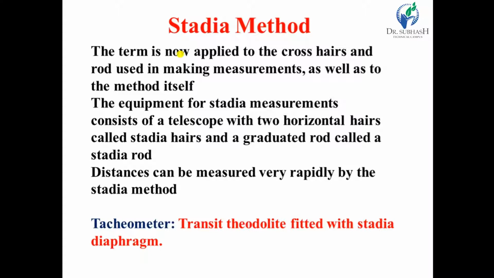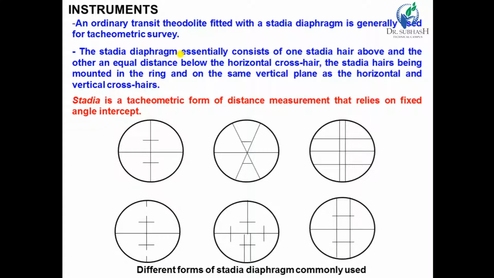Now, what is the tachymeter? A tachymeter is generally a transit theodolite fitted with a stadia diaphragm. Generally, all theodolites have a stadia diaphragm. Now, there is a picture of the different types of stadia diaphragm commonly used. The first type of stadia diaphragm is generally used in our theodolite. Sometimes other types of diaphragm are also used.